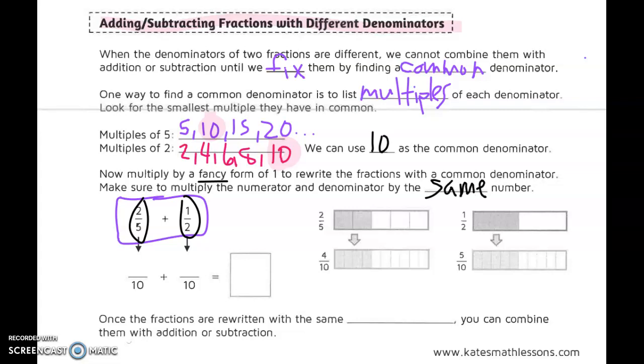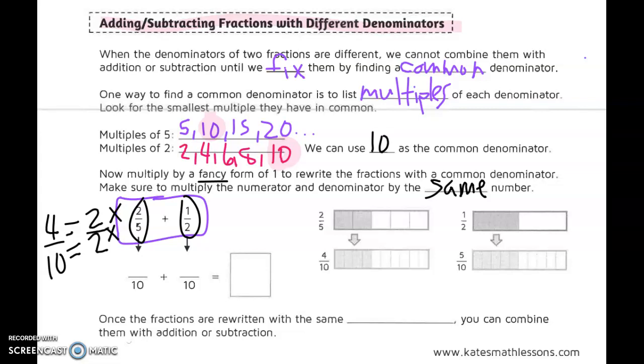Okay, so let's look at it over here. Let's look at 2/5. If I want it to have a denominator of 10, what do I do to 5 to get it to a 10? Well, I multiply it by 2, right? And that gave me 10. So I have to do the same thing to the numerator. I have to multiply it by 2. So 2 times 2 is 4. So now I have 4/10 over there.